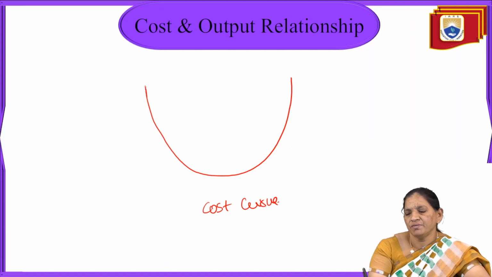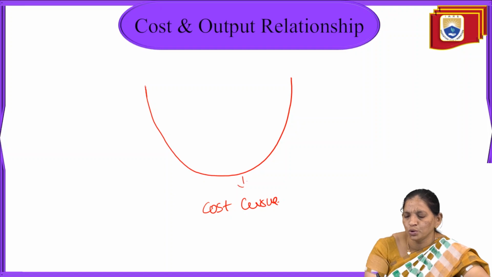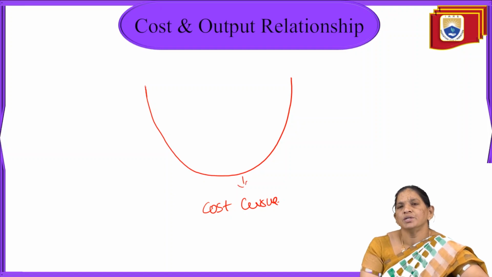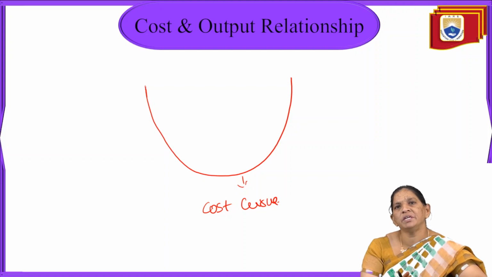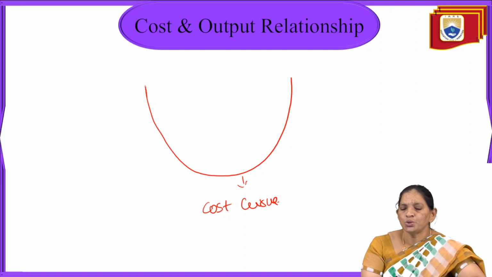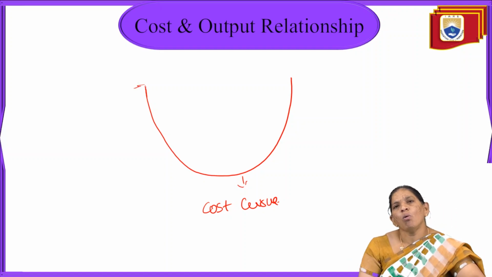So we used to identify this as a U-shaped curve. What is the main reason for this cost curve to be U-shaped? Normally, maybe a large-scale production or maybe a small-scale production. When we start production at the starting level, we have to bear all types of cost.